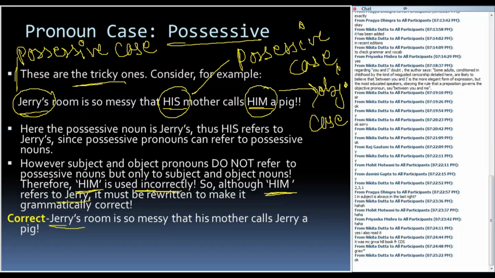Jerry's room, this is possessive case. Jerry's room is so messy that his mother, possessive case, calls Jerry. So instead of using any pronoun, I used a noun, problem solved. Jerry's room is so messy that his mother calls Jerry a pig. The problem is solved now. Did you understand what just happened?